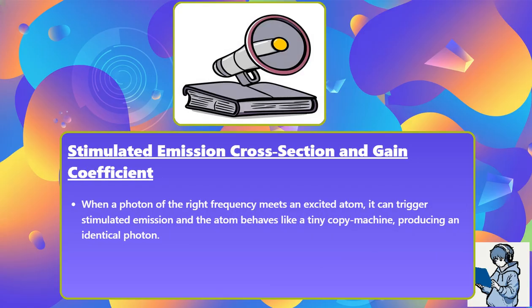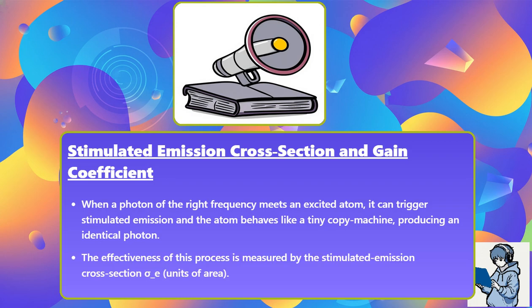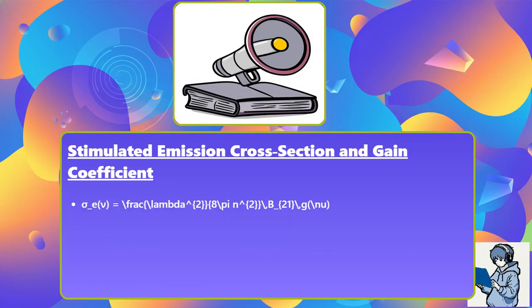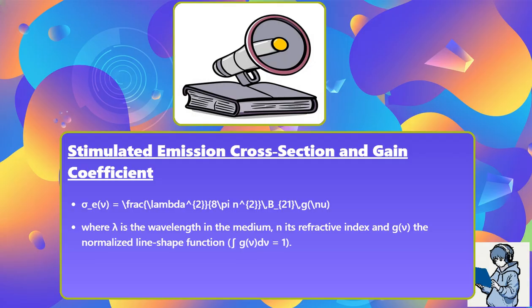When a photon of the right frequency meets an excited atom, it can trigger stimulated emission and the atom behaves like a tiny copy machine, producing an identical photon. The effectiveness of this process is measured by the stimulated emission cross-section sigma e, units of area. Sigma e of nu equals lambda squared divided by 8 pi n squared times B21 times g of nu, where lambda is the wavelength in the medium, n its refractive index, and g of nu the normalized line shape function, integral of g of nu d nu equals 1.